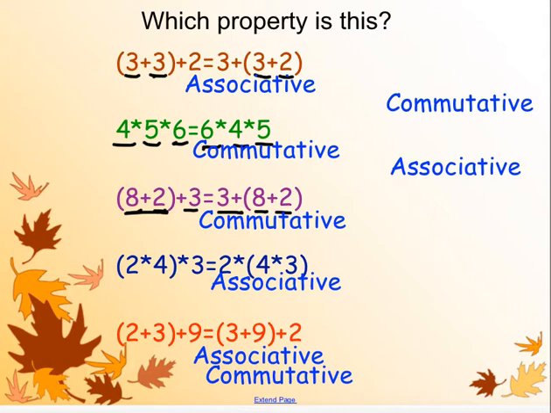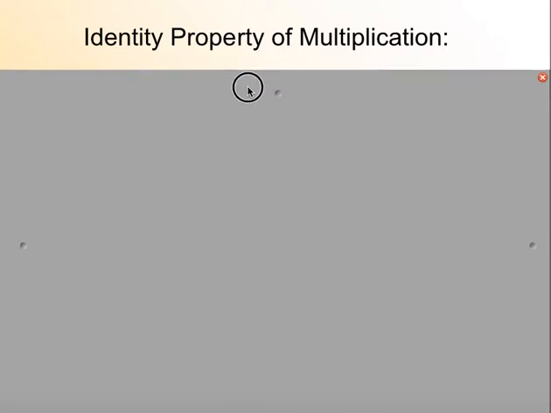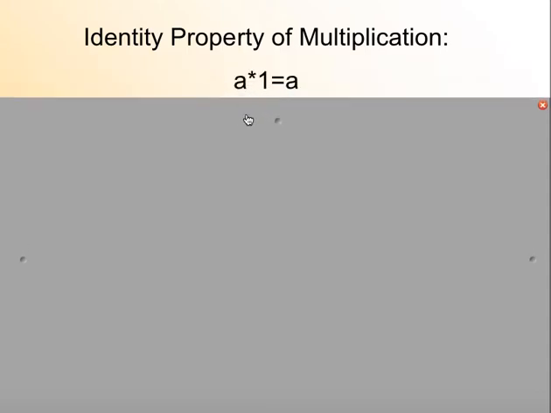Okay, so we have the commutative property, the associative property, but we also have other properties, things like the identity property of multiplication. Just like you have an identity. You have a personality, you have a name. Those are part of your identity. Well, a number has an identity as well. Okay, it has a value. And with multiplication, there's a certain way that I can keep that identity even by multiplying it by something. And that's by multiplying it by 1.